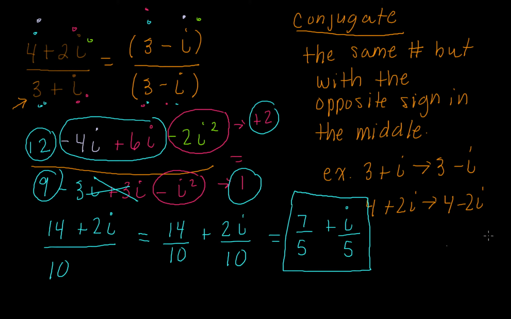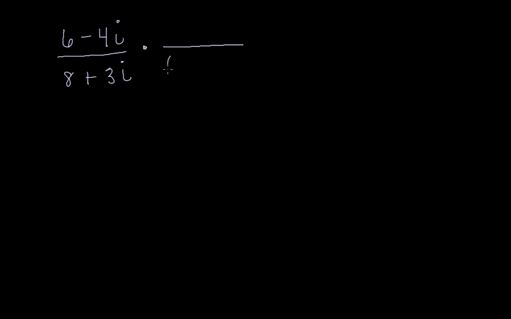Go ahead and make sure you have this written down. I'm getting ready to move to another page. All right, let's try 6 minus 4i divided by 8 plus 3i. First thing we need to do is multiply by a complex conjugate. So that would be 8 minus 3i.